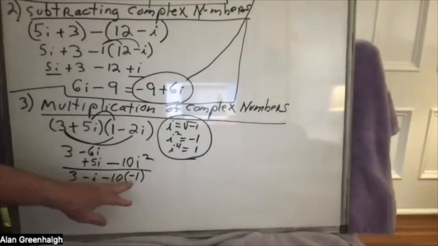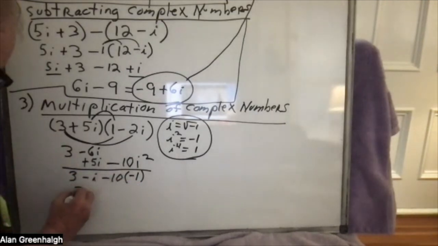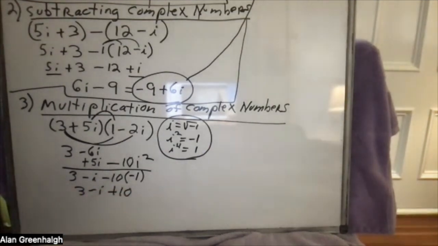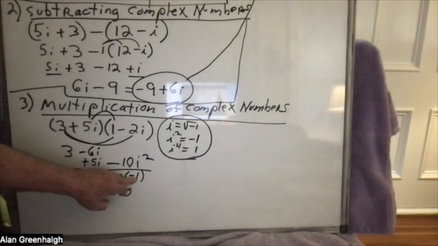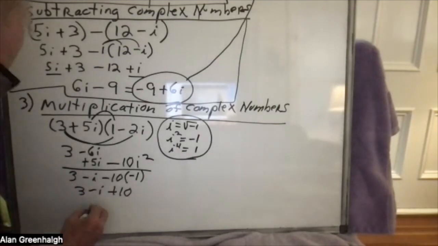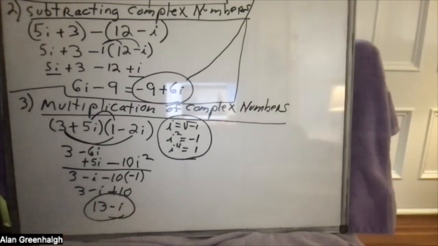All right, so here we are. Now, what do we do here? Well, the -10 times the -1 is +10. A negative times a negative is positive, and 10 times 1 is 10. Now, we have a 3 and a 10. We can combine them and get 13 minus I. And this is the answer to the question.